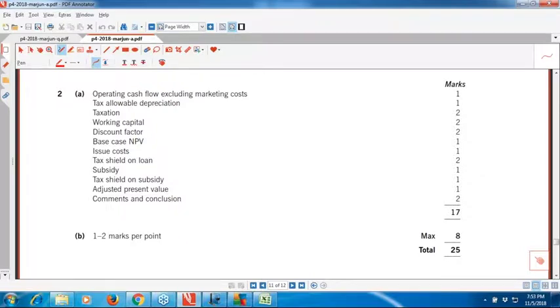Now, what I'm going to highlight is this marking scheme. It is going to tell you that you will get marks for every single step that you perform. You don't have to be perfect.